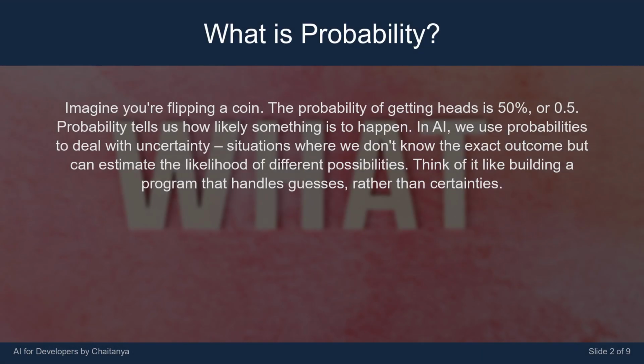Imagine you're flipping a coin. The probability of getting heads is 50%, or 0.5. Probability tells us how likely something is to happen. In AI, we use probabilities to deal with uncertainty, situations where we don't know the exact outcome, but can estimate the likelihood of different possibilities. Think of it like building a program that handles guesses, rather than certainties.